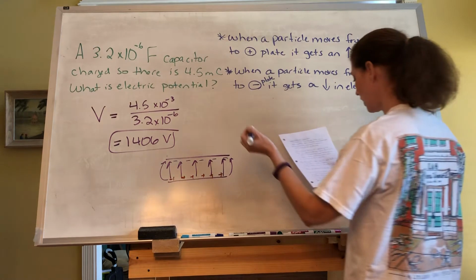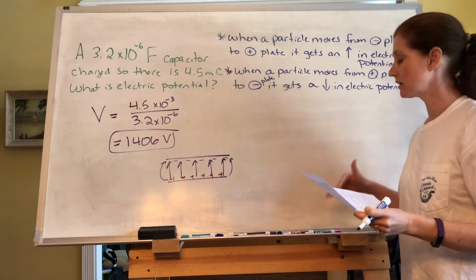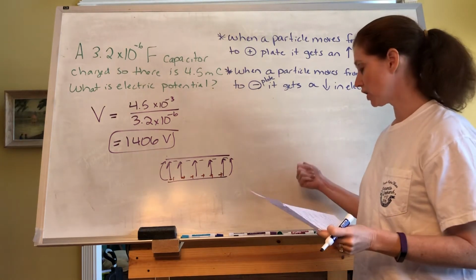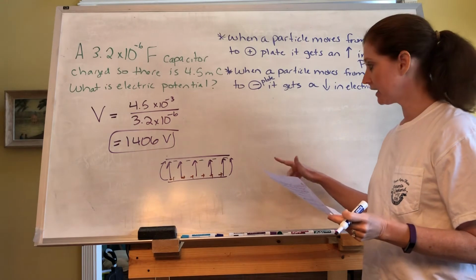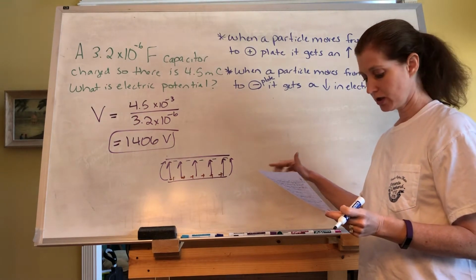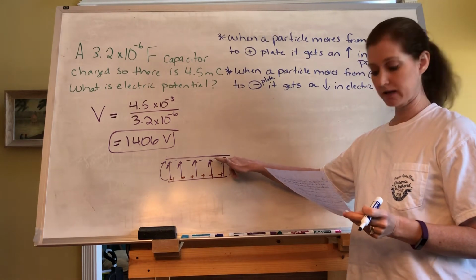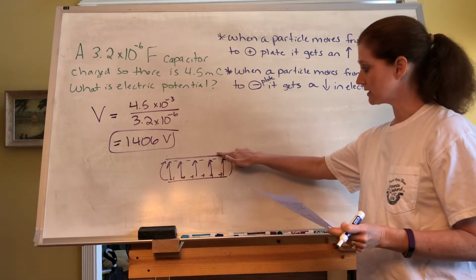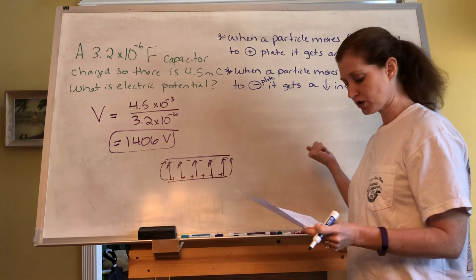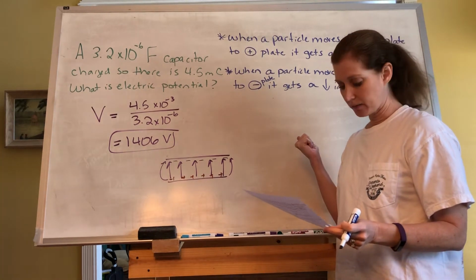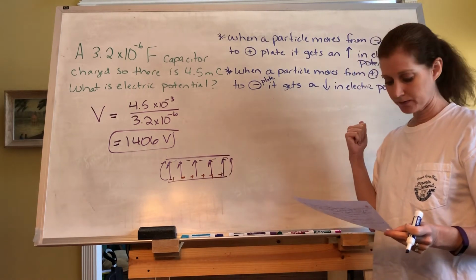All right, so we use capacitors basically to accelerate charged particles. Okay, if you put a positive charge next to the positive plate, it's going to be attracted to the negative plate, and it's going to accelerate towards it. And so the electric potential determines how fast the charge is going to move from one plate to the other.